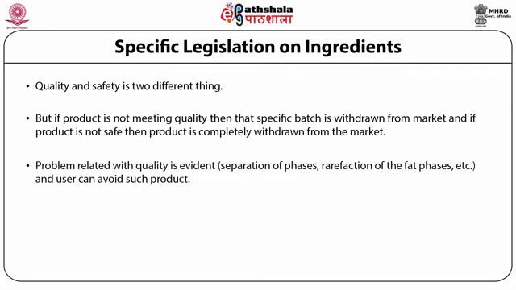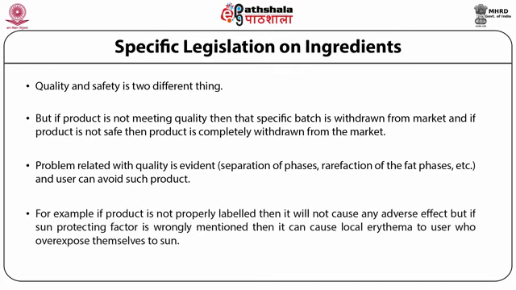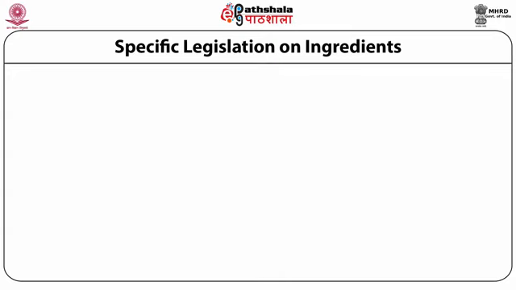Problems related to quality are evident, like separation of phases, the separation of fat phases, etc. And users can avoid such products. Sometimes a product not meeting quality standards does not adversely affect the users. For example, if the product is not properly labeled, then it will not cause any adverse effect. But if the sun protection factor is wrongly mentioned, then it can cause local erythema to users who overexpose themselves to sun.